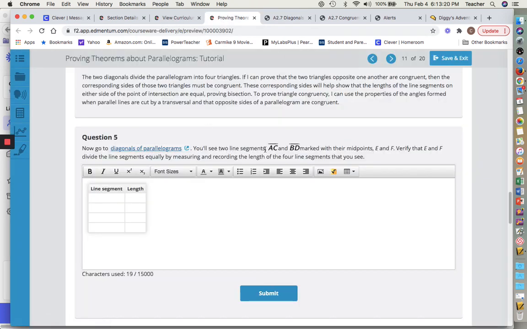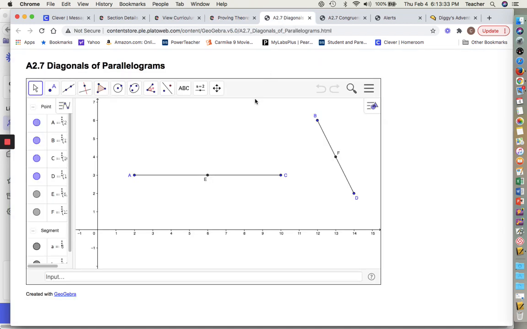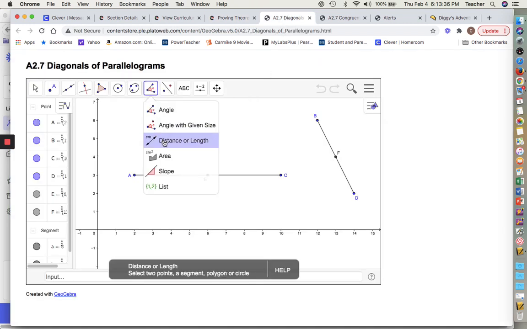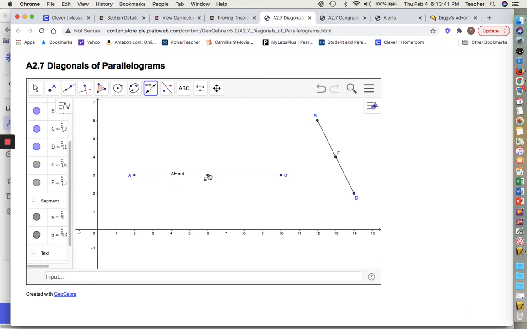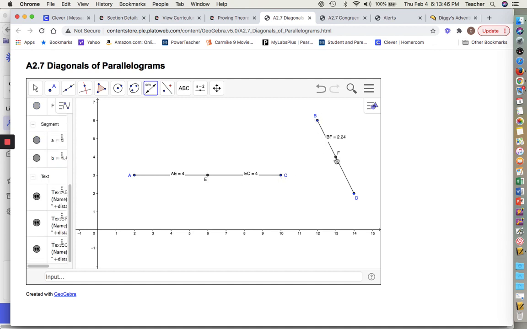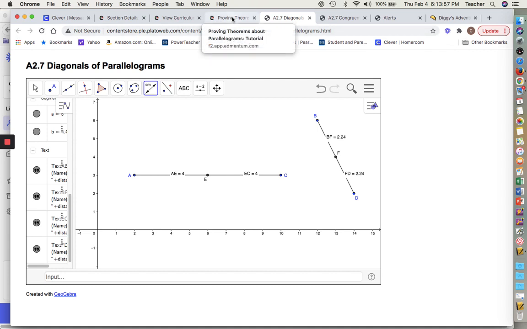All right, so you will see 2 line segments, AC and BD, marked with their midpoints, E and F. Verify that E and F divide the line segments equally by measuring and recording the lengths of the 4 line segments. Okay, so I need to go to distance or length. I'm going to find AE first. It's a 4. EC, that's a 4. BF, 2.24. FD, 2.24. I'm not really sure where they're going with this, but that's what they asked me to do, so that's what I've got.